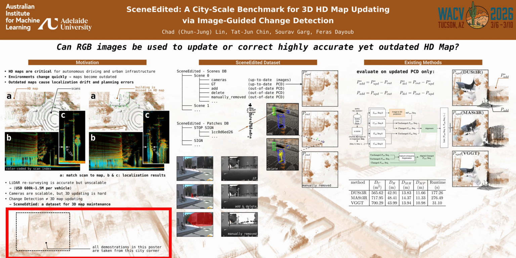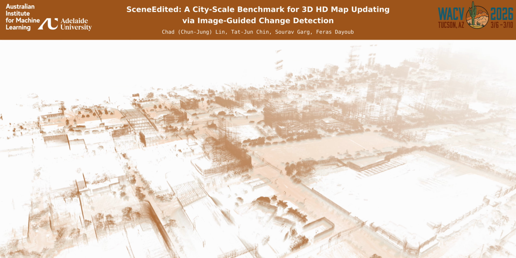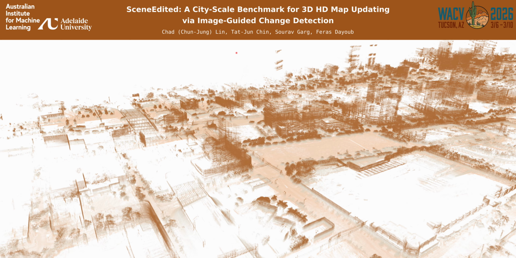Last but not least, all demonstrations here, the image, point cloud, and image-to-3D predictor, are taken from this city corner. Let me show the background. Here is Miami City in the state of Florida. This corner and this whole city scene are just a small snippet of the SceneEdited dataset.